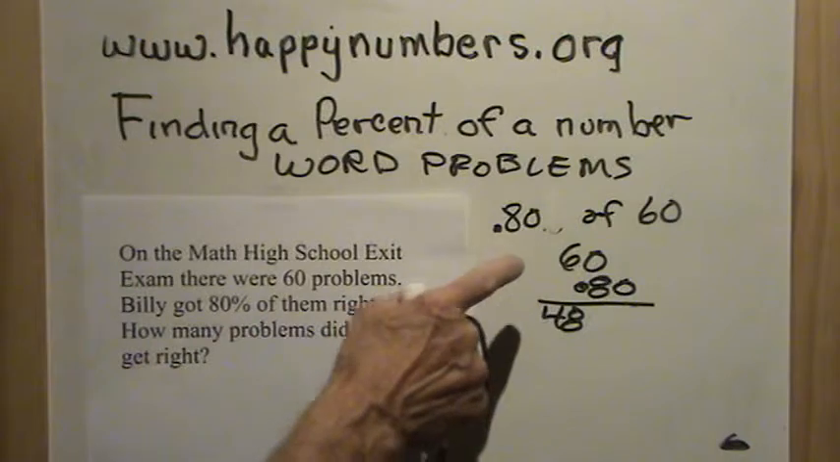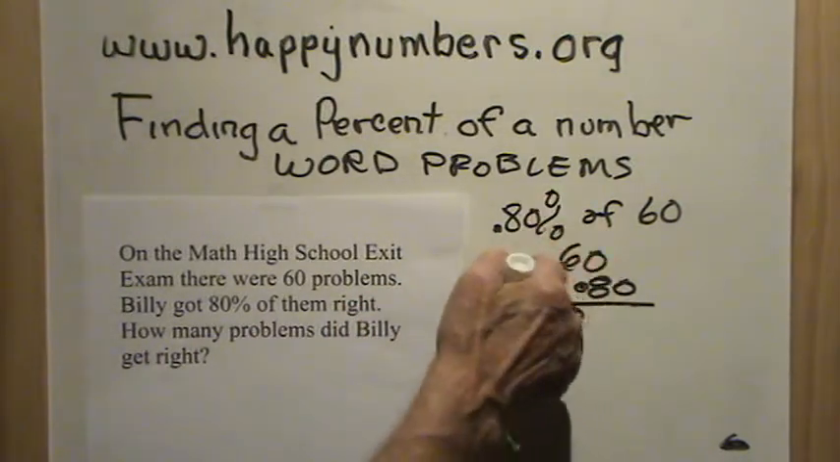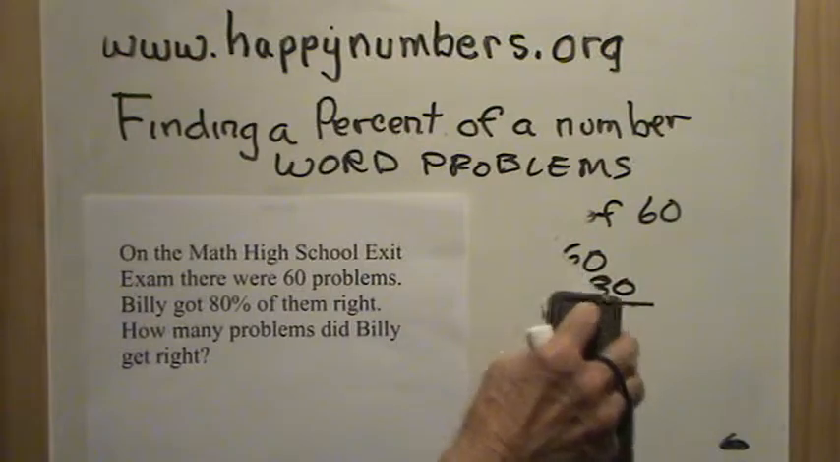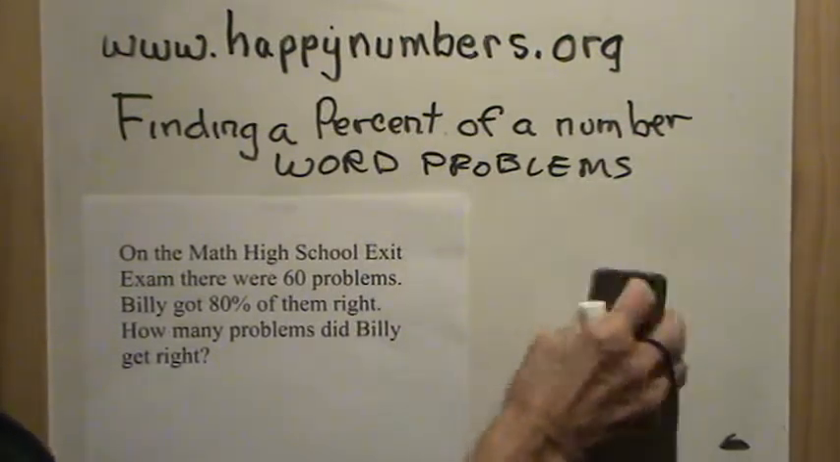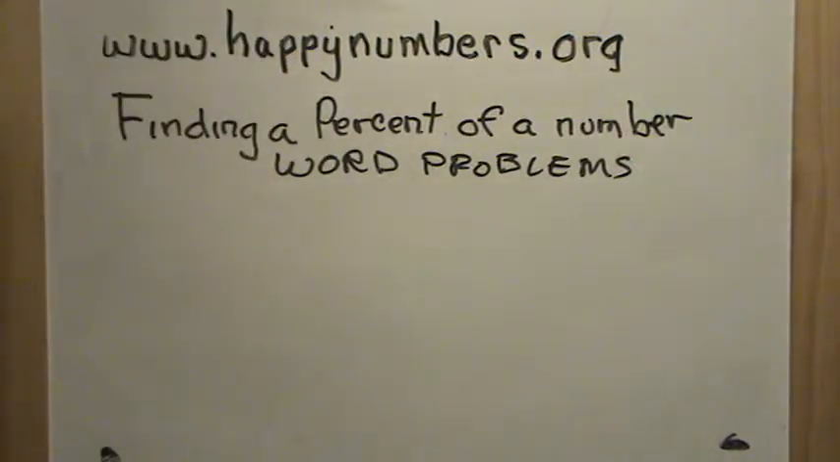For this problem, for me, it's easier to change the percent to a decimal and do the multiplication rather than having to work with fractions. However, sometimes it might be easier to work with fractions. You'll have to decide that. But Billy got 48 problems right. Good for him. Let's take a look at another example.